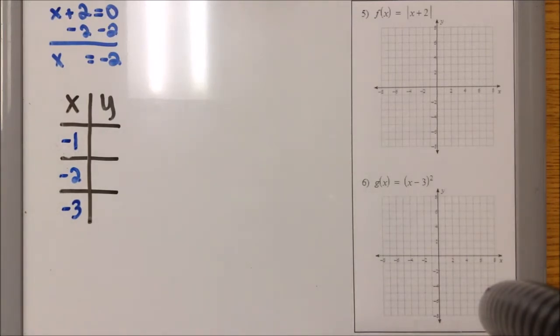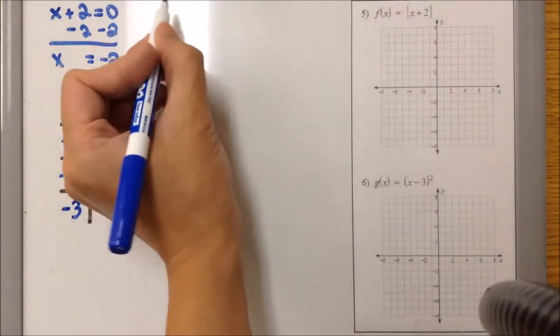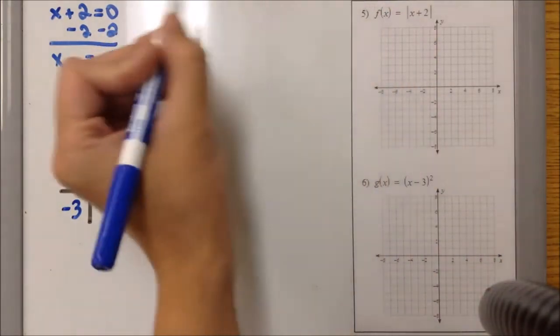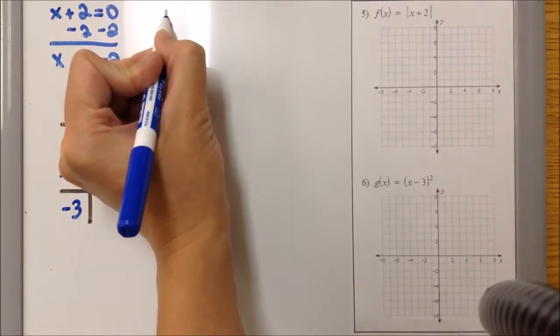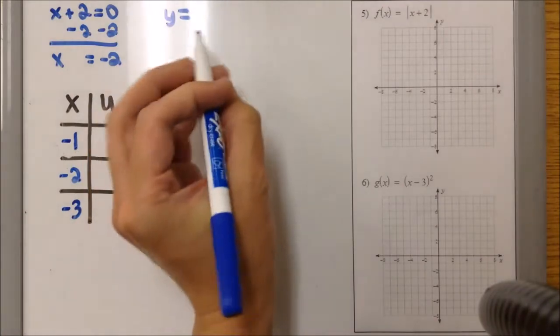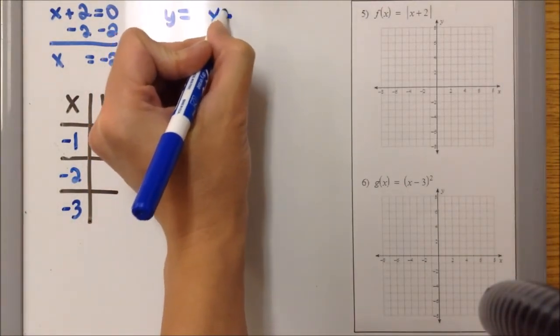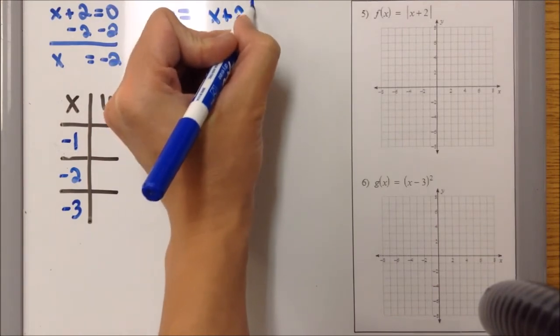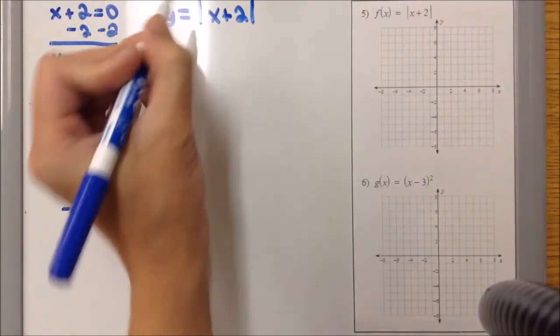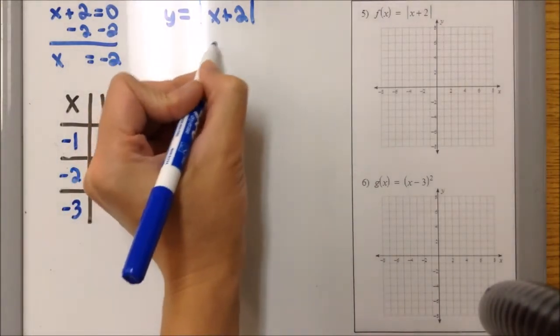Alright, so now we're going to do the work to find the y values. What I'm going to do here is use this function. So I'm going to write it right here. Now, even though it says f of x, we can switch it out with y, because that's what we're looking for, our y value. So y equals the absolute value of x plus 2. Now we're going to plug in -2 because that's our center. So I'm plugging -2 here.